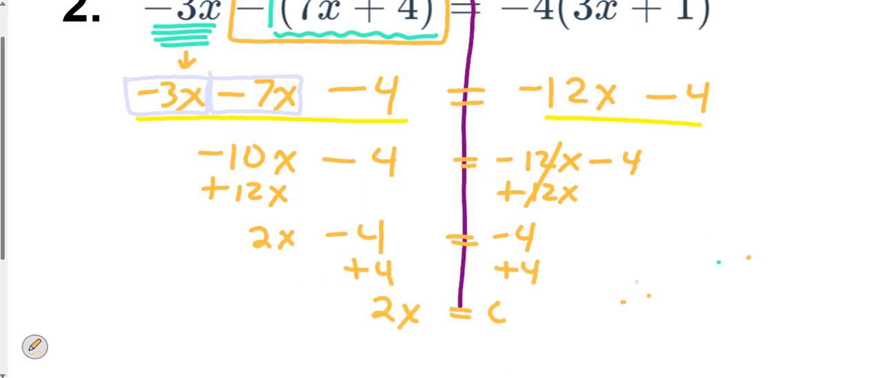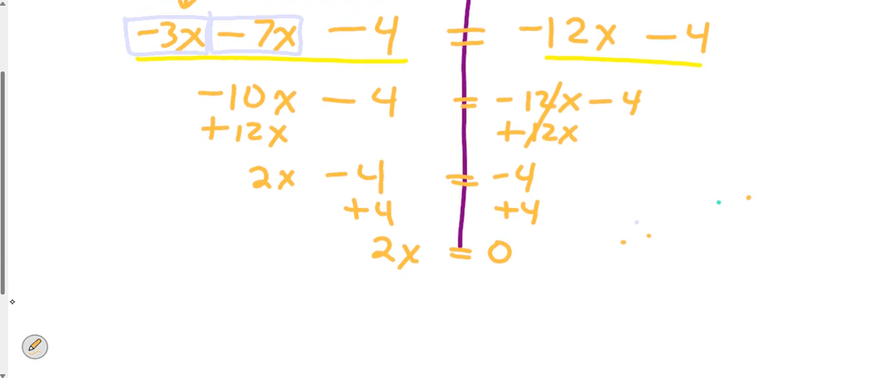Negative 4 plus 4 is 0. It's okay to get 0. And so we still have to get rid of the 2. We're going to divide both sides. How many times does 2 go into 0? 0 times. If you don't believe me, go ahead and pick up your calculator. 0 divided by 2, or use that fraction button. 0 over any number is just 0. All right, one more to go.